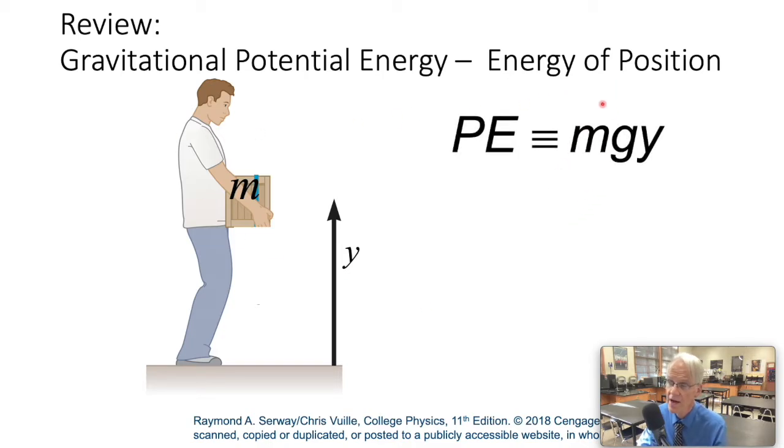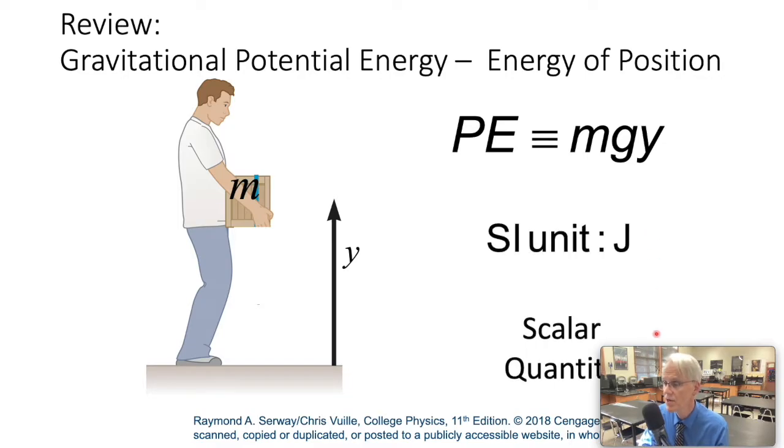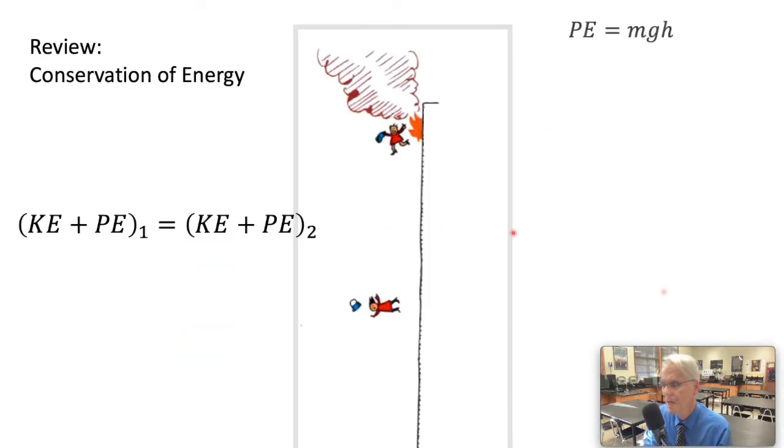and that we will calculate as the mass times free fall acceleration times y, or h. It's also in joules, and it's also a scalar quantity. Let's take a look at a quick example of the conservation of energy, a very simple one.